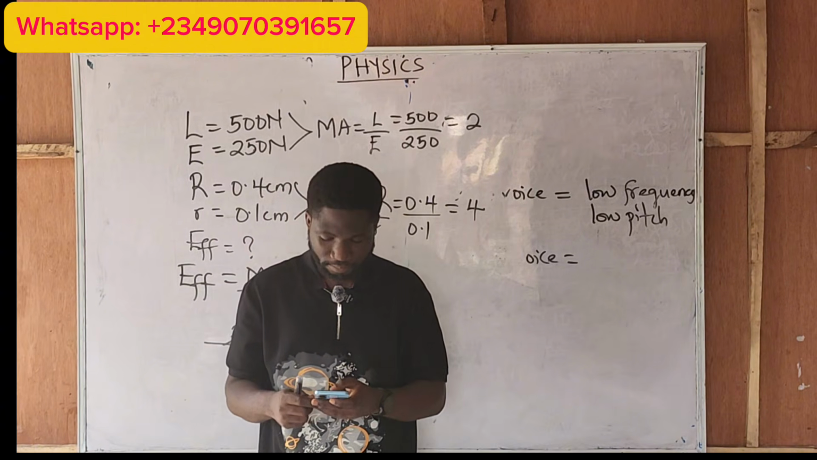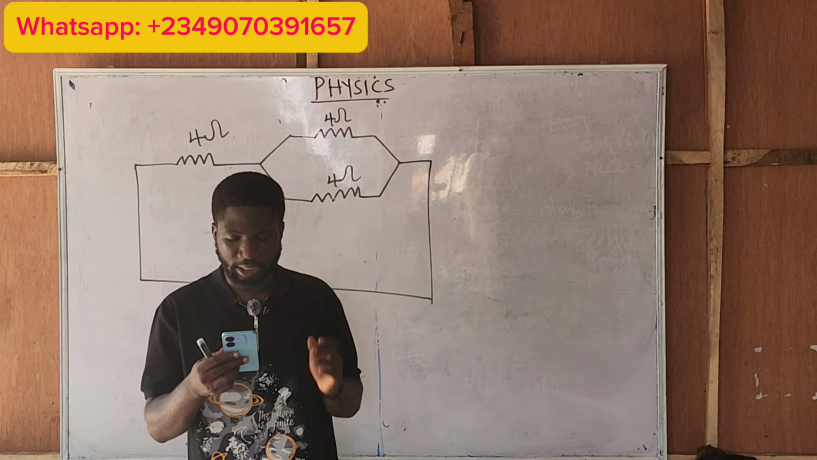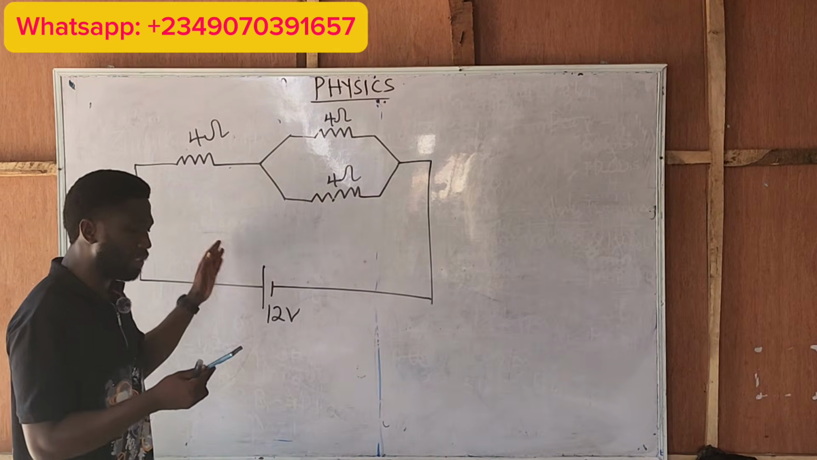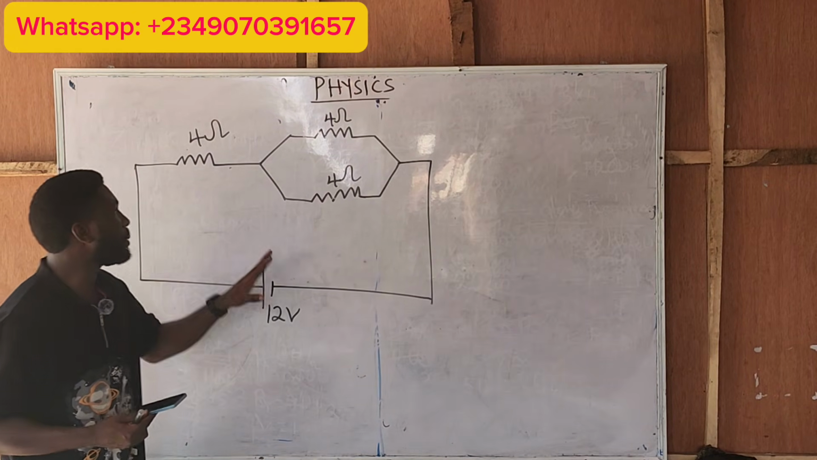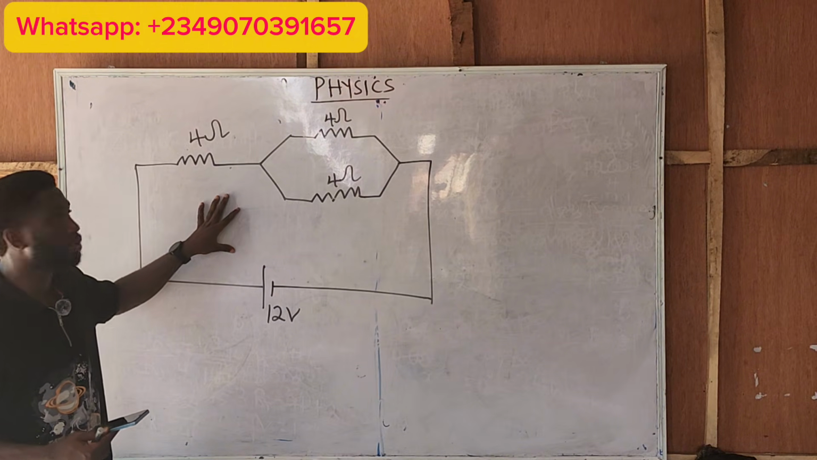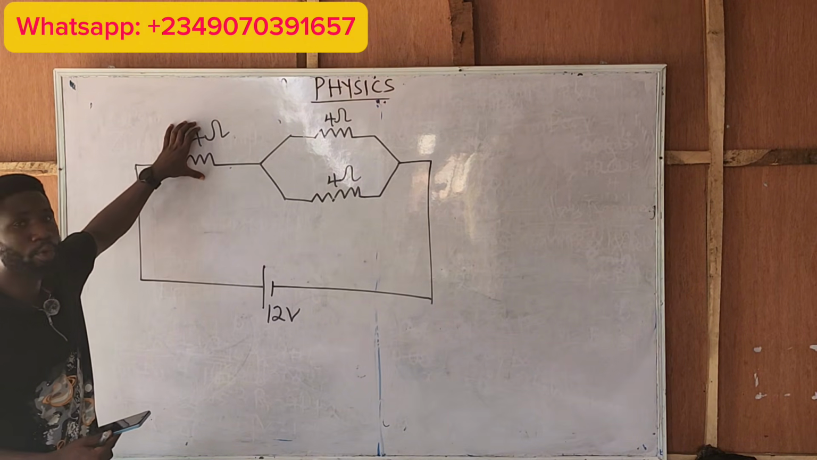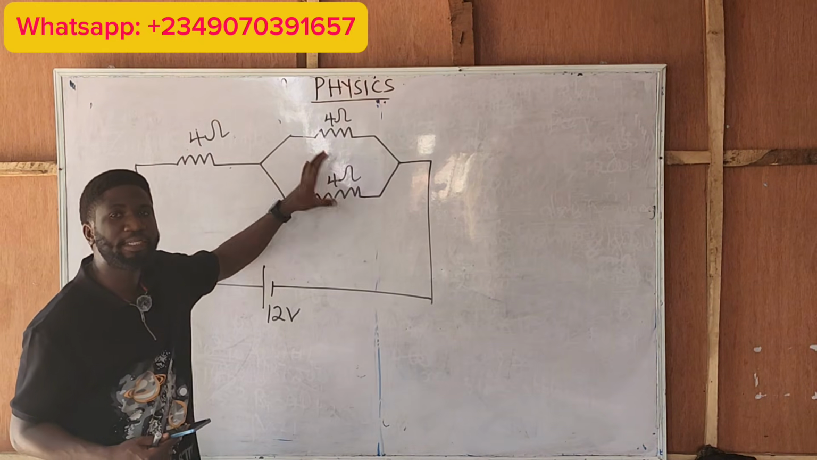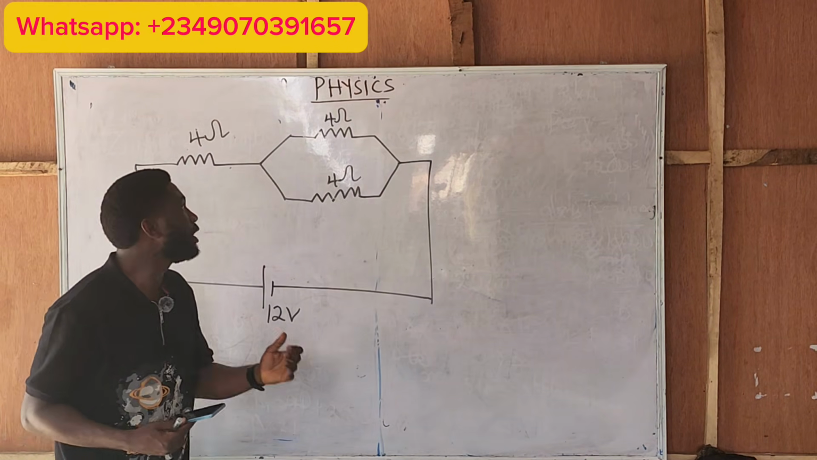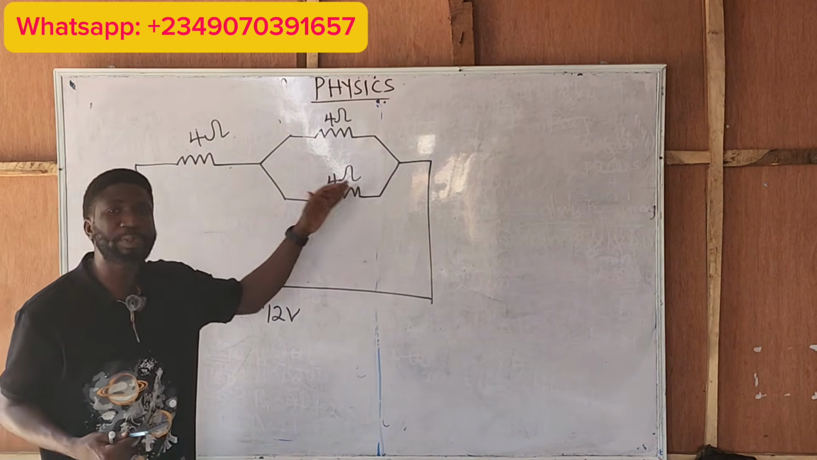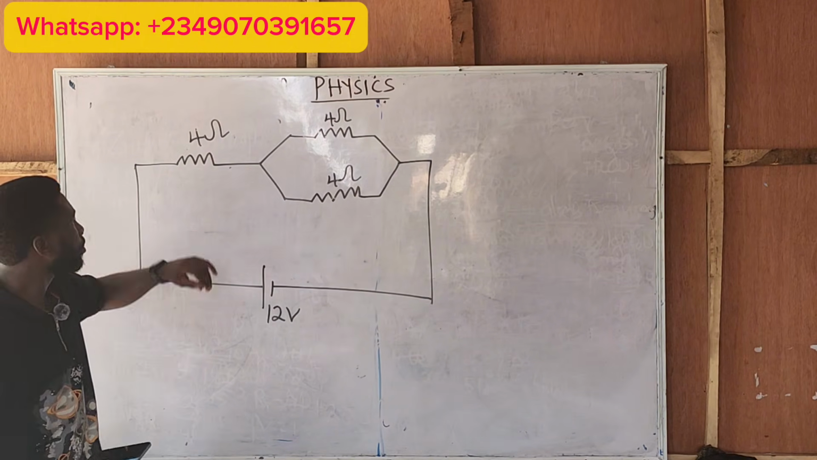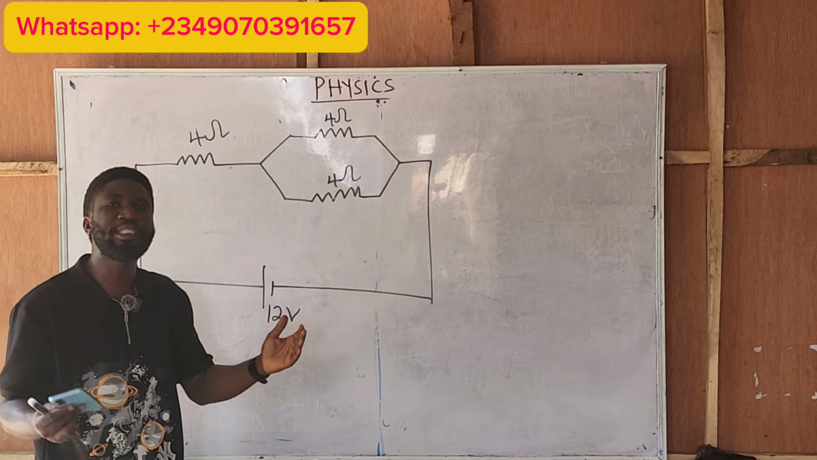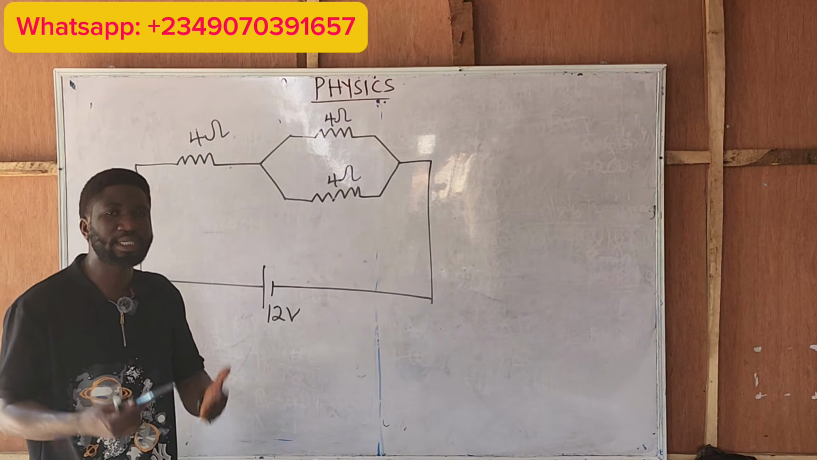All right. So the next question says, the total power drawn from the cell in the circuit above. So this is the circuit. We have this circuit now containing resistors. So we have this resistor of 4 ohms in series, and then we have these 2 resistors of 4 ohms connected in parallel. So we need to get the total effective resistance. So we have this in series now, and then we have this in parallel. But we have to get the total effective resistance.